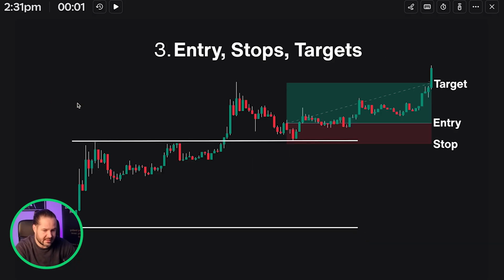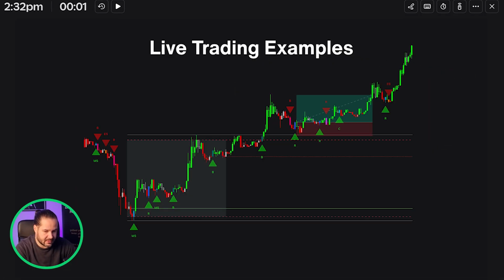And in the third step, we need to look for an entry signal like here, and we need to define the rules for the entry, the stop, and also for sure the target. After we went through all the steps, we will have a look at different live trading examples for you to get an impression of how this looks like. So make sure to stay to the end.